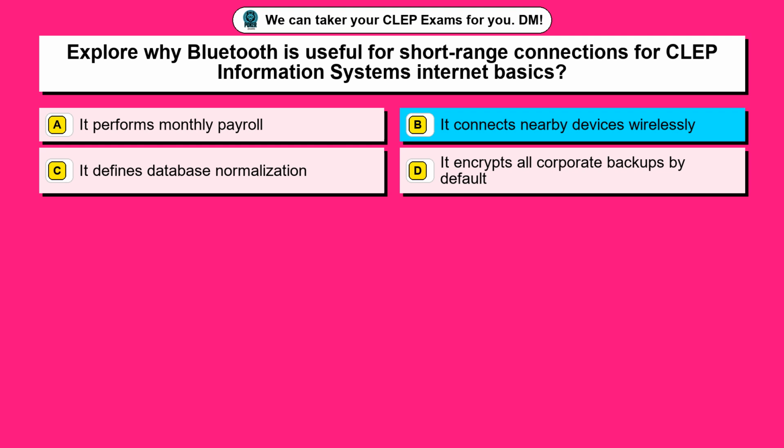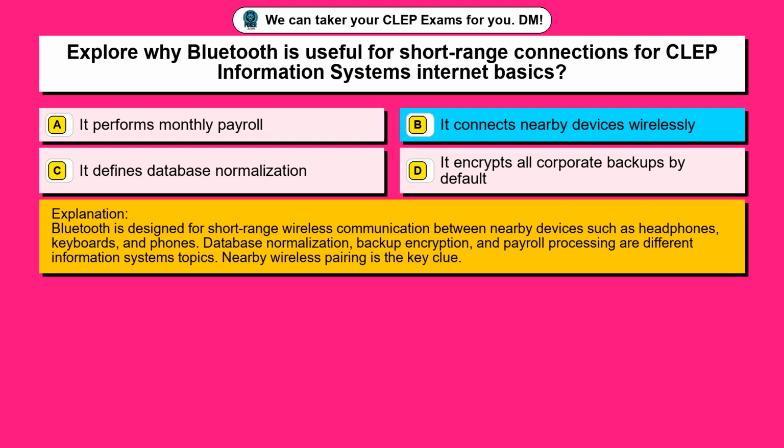It connects nearby devices wirelessly. Bluetooth is designed for short-range wireless communication between nearby devices such as headphones, keyboards, and phones. Database normalization, backup encryption, and payroll processing are different information systems topics. Nearby wireless pairing is the key clue.